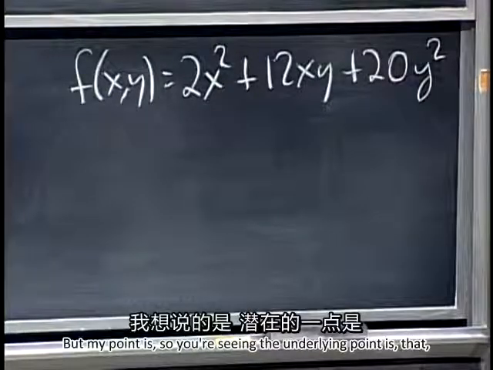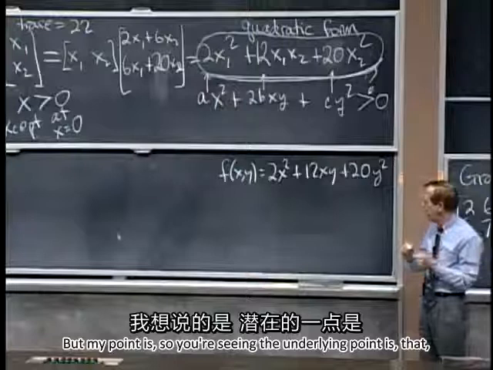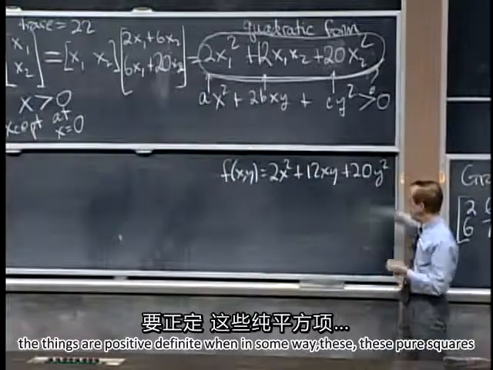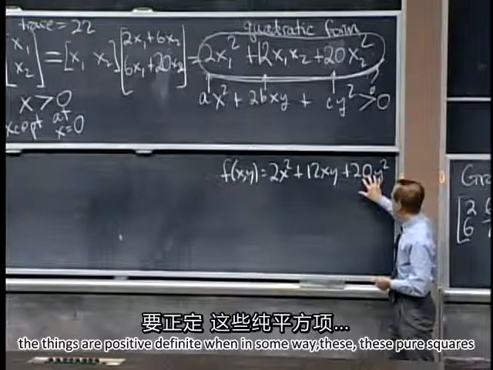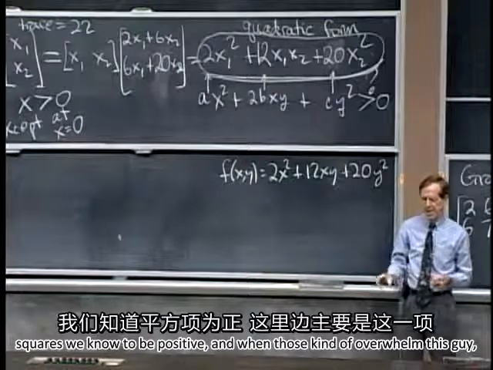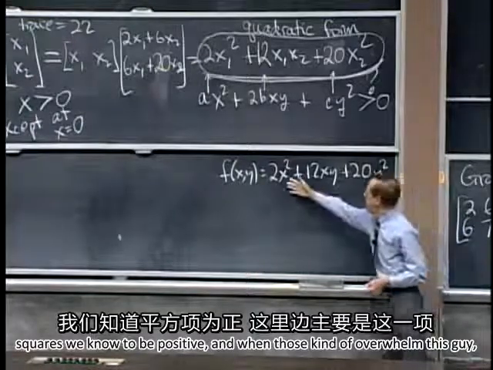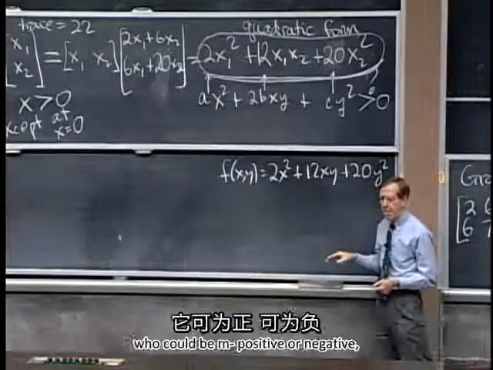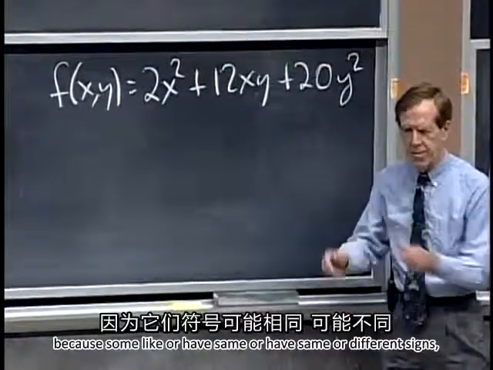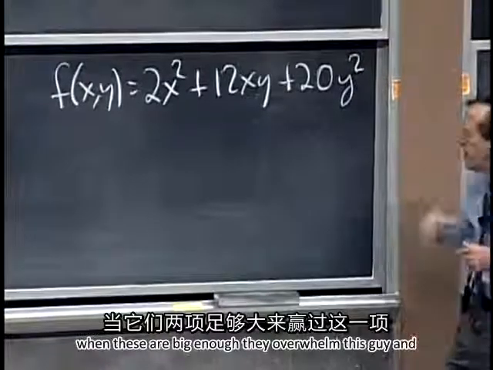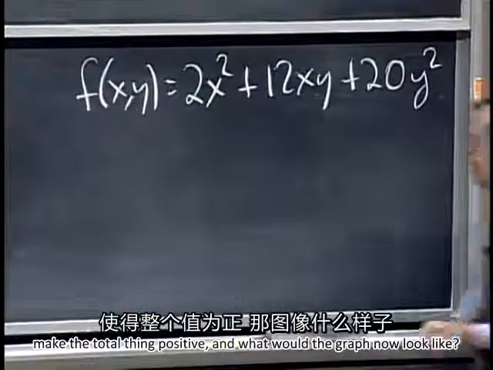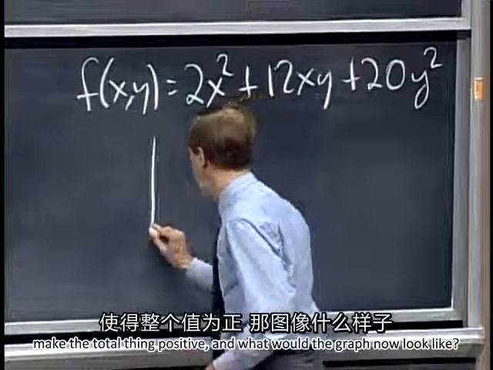My point is, the underlying point is that these things are positive definite when the pure squares, which we know to be positive, overwhelm this term, which could be positive or negative because x and y could have the same or different signs. When these are big enough, they overwhelm this term and make the total thing positive. And what would the graph now look like?